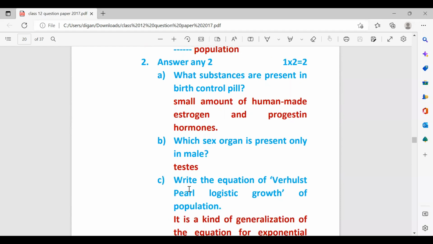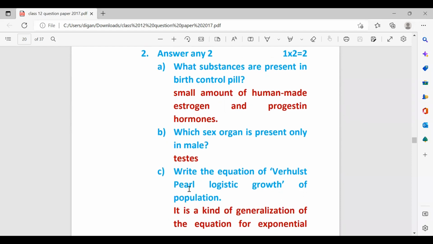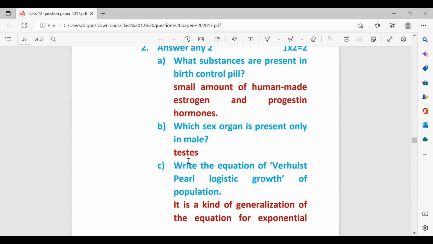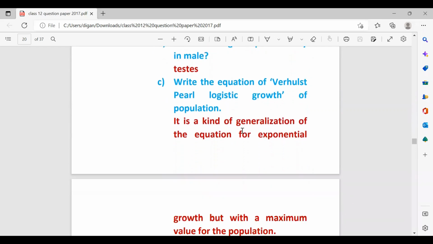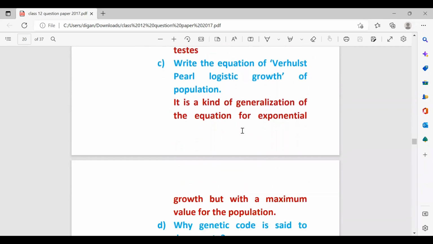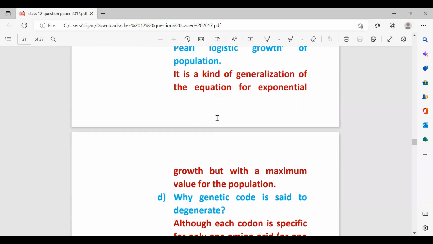Next, one more question. Any two you have to write in the exam. So what substances are present in a birth control pill? You have to remember human-made estrogen and progesterone hormones are present. Next, which sex organ is present only in male? Answer is testis. What is the equation of logistic growth of population? So this is the equation, this growth, up to the maximum value of the population.